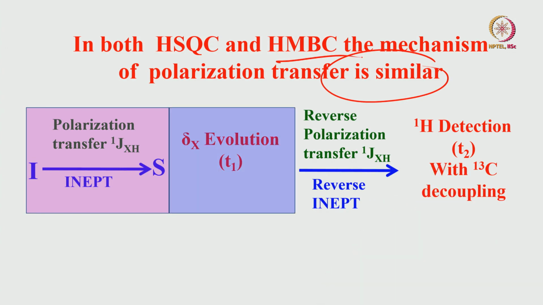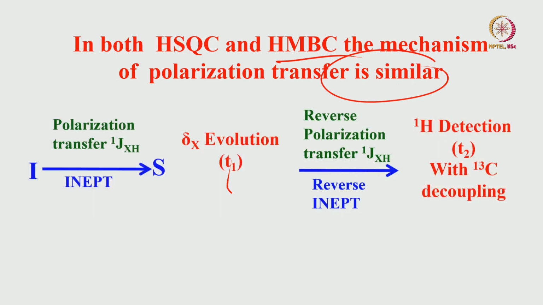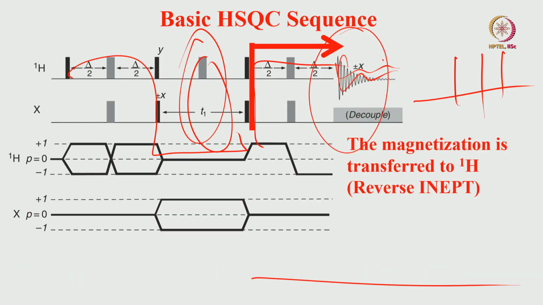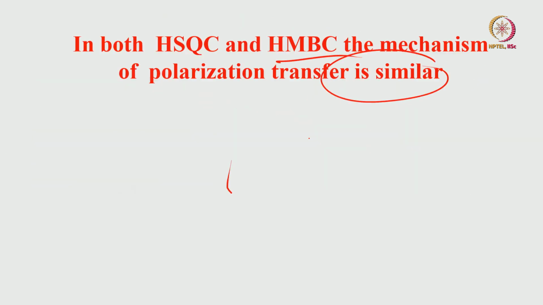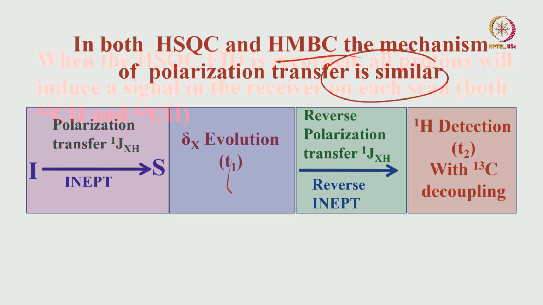Proton to carbon, allow it to evolve, then do the decoupling whatever you want in the t1 period, and then reverse INEPT, take the polarization from carbon back to proton, and start detecting the X nuclei while decoupling. See, we are detecting proton. That is an advantage. Look at it. The sensitivity of the detection here: you are detecting proton and decoupling carbon 13. That's an important thing.